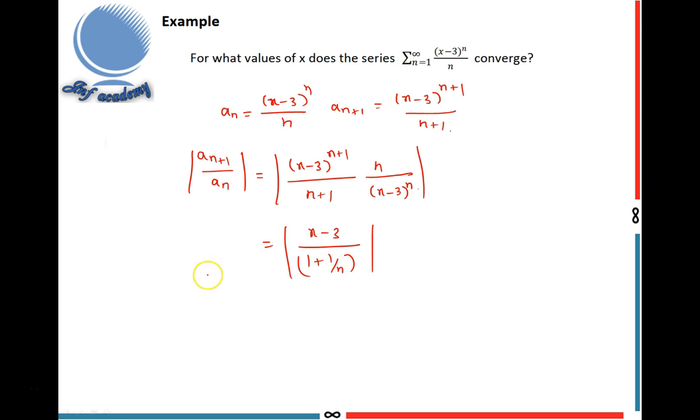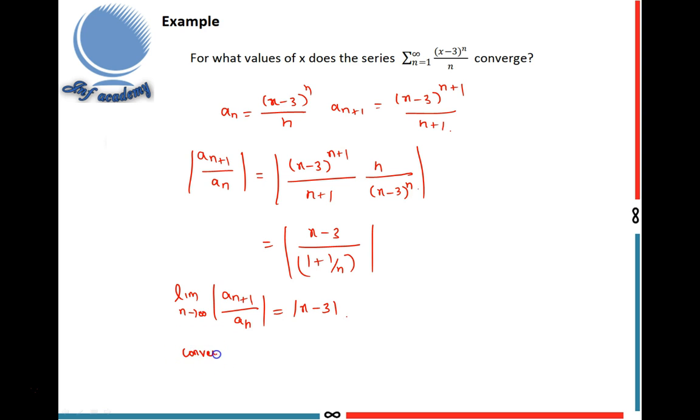Limit n tends to infinity, modulus of a_(n+1) by a_n, equal to limit n tends to infinity of 1 by n, which is 0. So finally I got modulus x minus 3. By the ratio test, the given series is absolutely convergent and therefore convergent also when modulus of x minus 3 is less than 1.